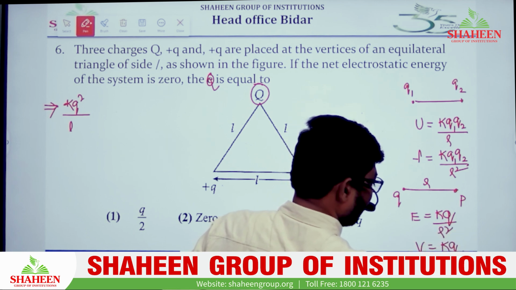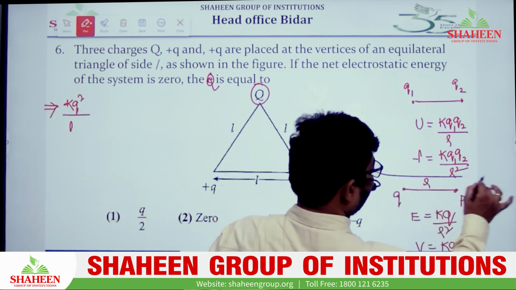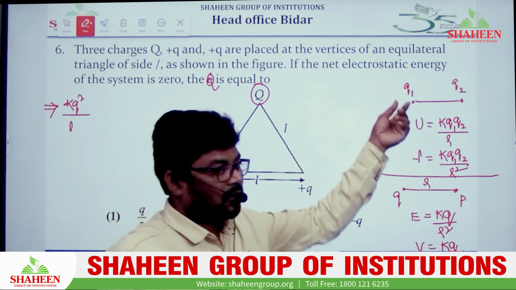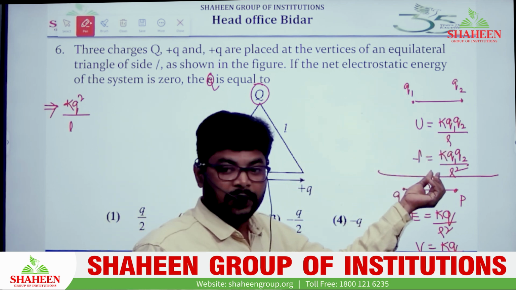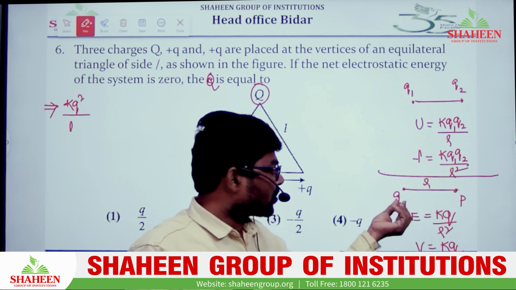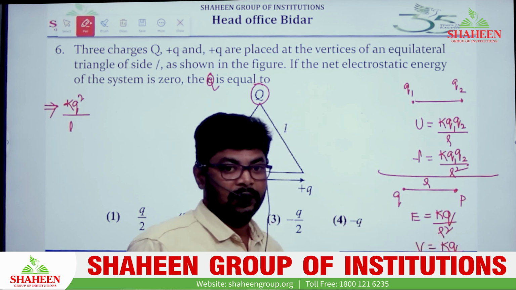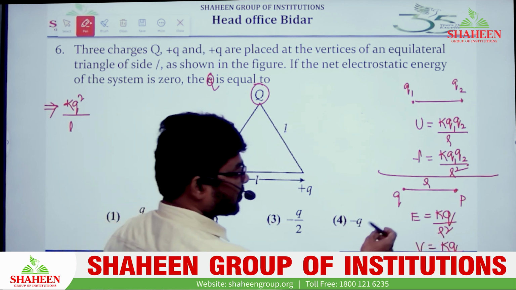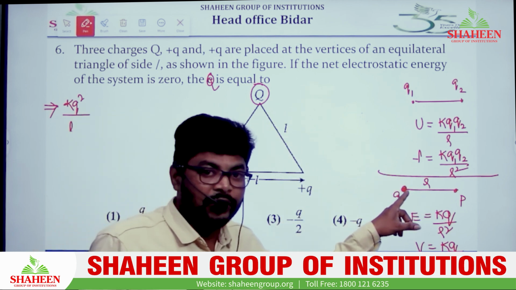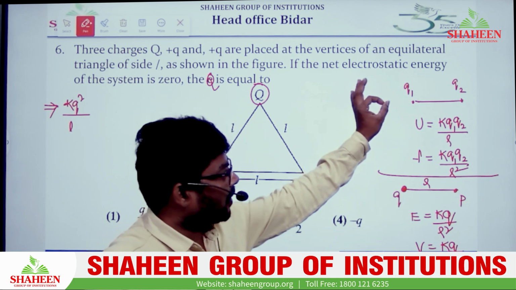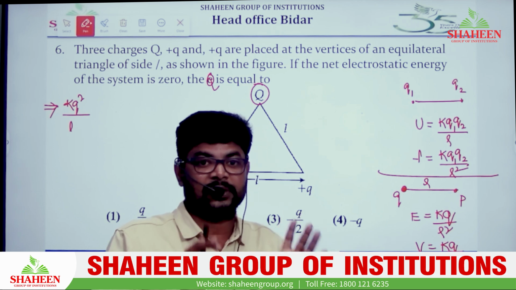K Q upon R is the potential. In problems, I am giving these formulas, please check them. For two charges, the potential energy formula is K Q1 Q2 by R, and the force formula is K Q1 Q2 by R square. For a single charge, it is K Q by R square, and potential is K Q by R. Potential due to a single isolated charge, or electric field due to an isolated charge, is possible. Whether force or energy is needed, two charges are separated by some distance.